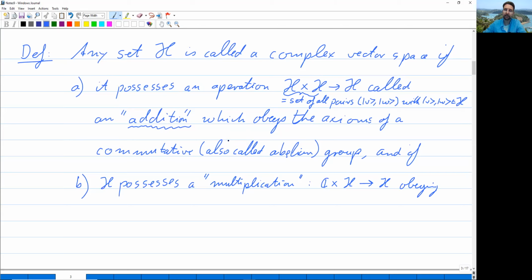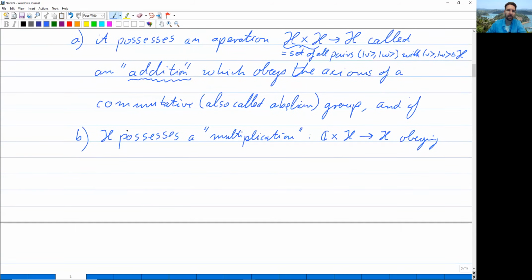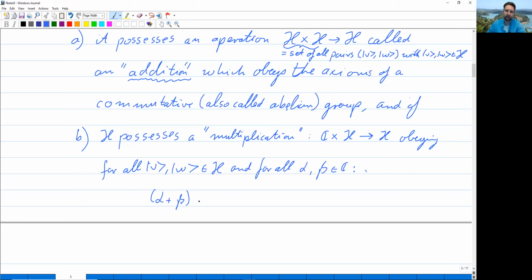And this multiplication needs to obey several axioms, namely obeying for all V and W in the set H, and for all alpha and beta complex numbers, this product needs to obey that alpha plus beta, remember these are just complex numbers, multiplying one of those elements V is alpha V plus beta V.